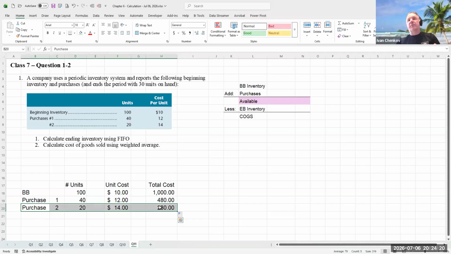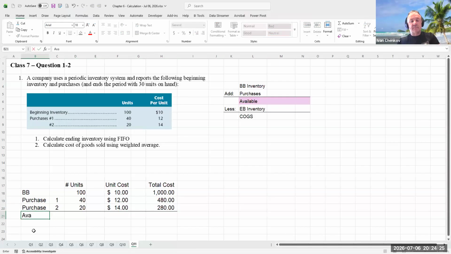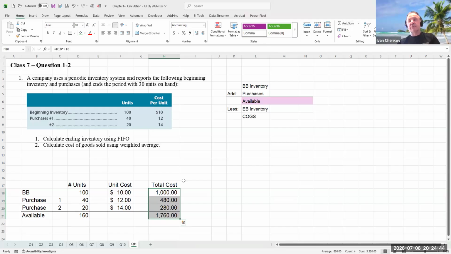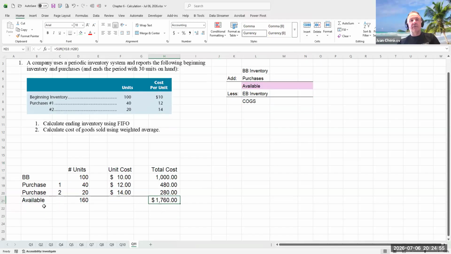Now, we're done with the beginning balance. We add the purchases, what we can get available. As a number of units, how many units do we have available? What's the cost of those 660 units available? Total cost. Can you see it? $1,760. This is the key calculation here.